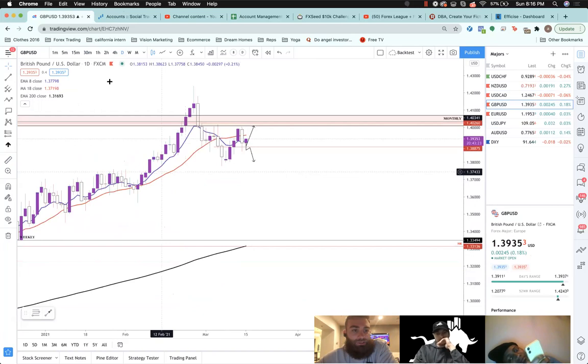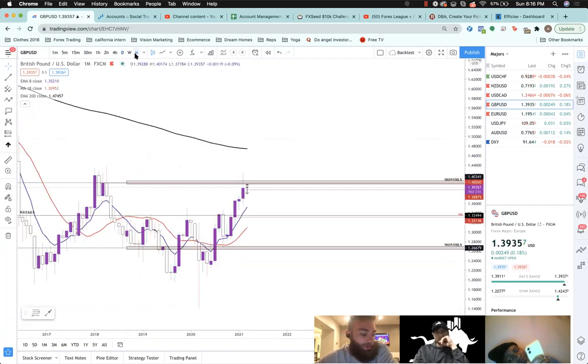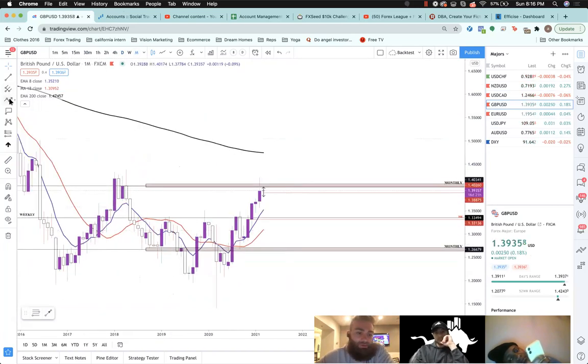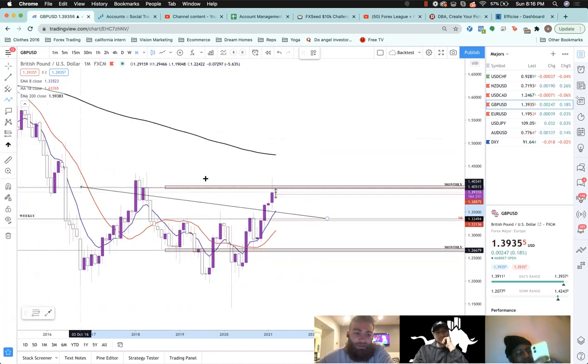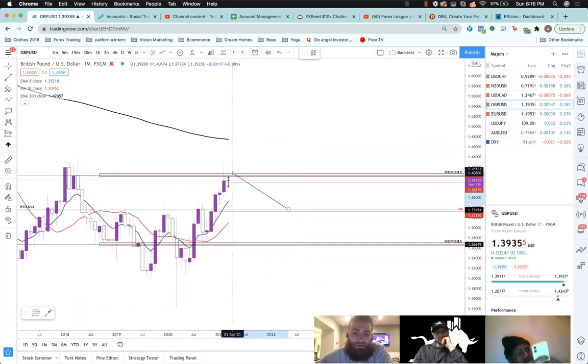GBP USD. Let's start all the way up on the monthly time frame. So this one, as you can see, we're retesting this high right here. Boom, obviously a nice resistance level. Also support back here. So this is a major level that we're coming to, but we are still very bullish. Obviously 2, 3, 4 bullish candles, 4 bullish months in a row.